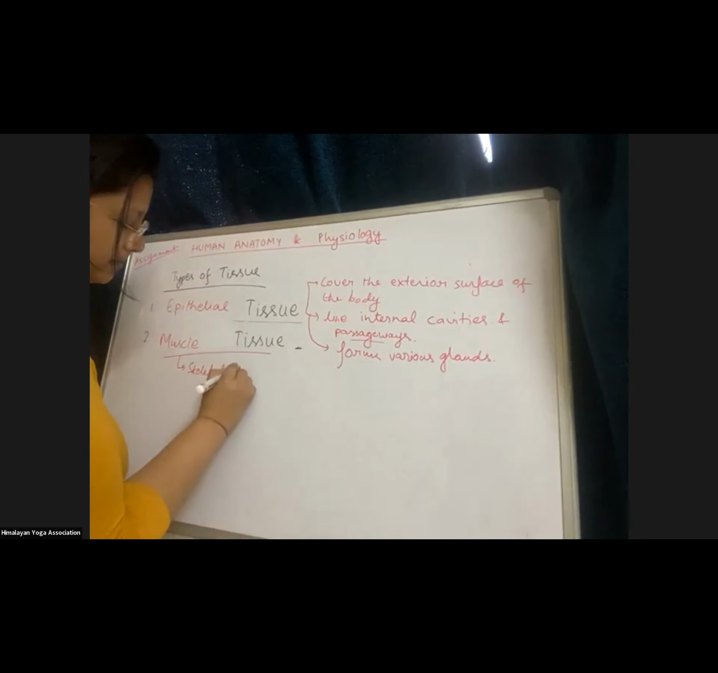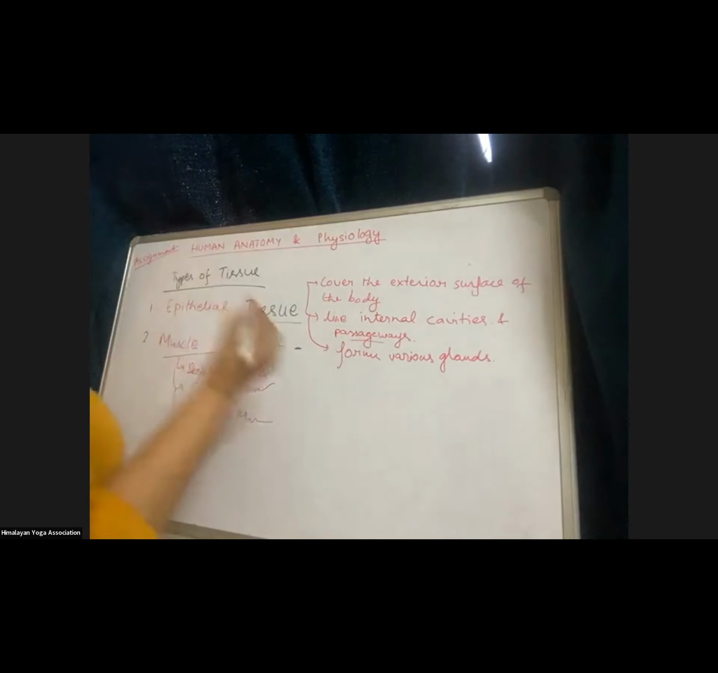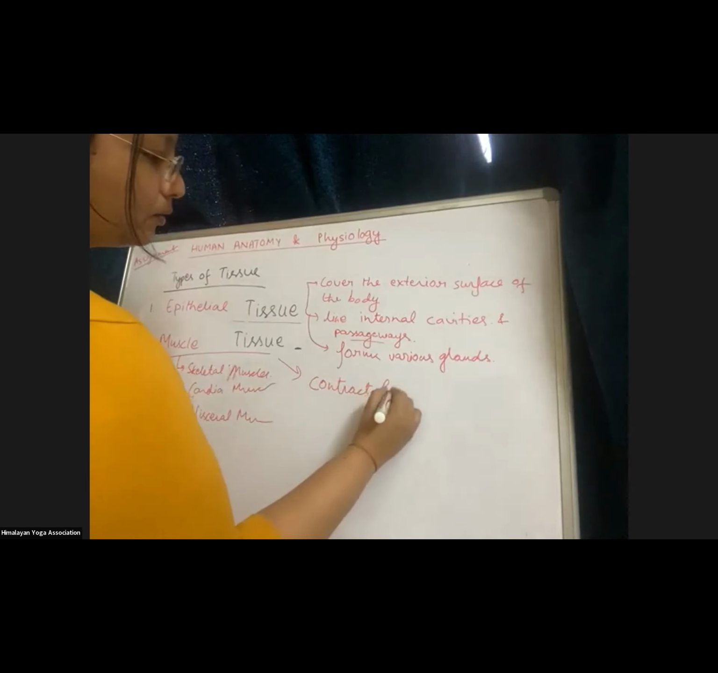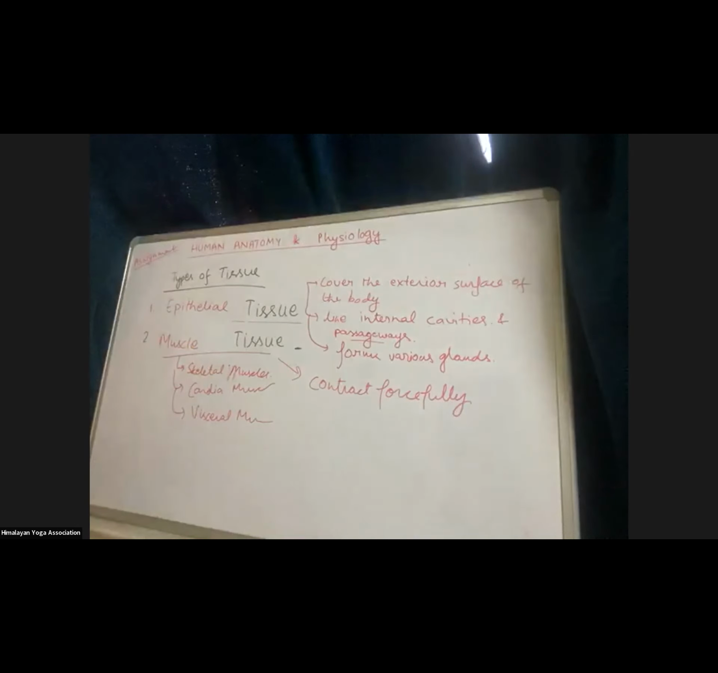Skeletal muscles. And what else do we have? Cardiac muscles. And we have the visceral muscles. All these are made up of muscle tissues, and what they do is they contract forcefully when excited.